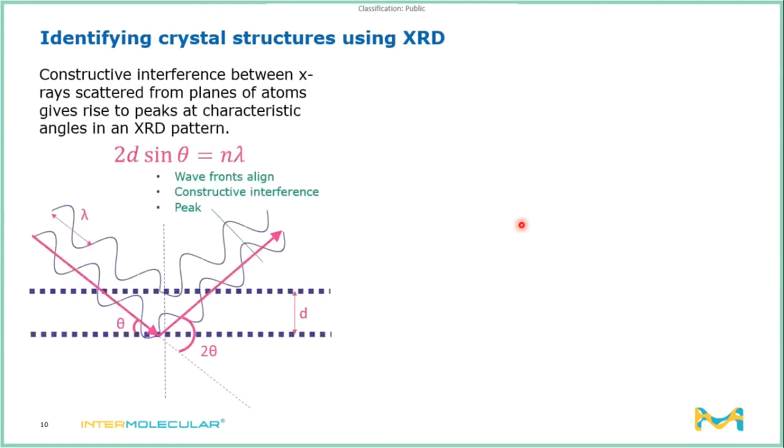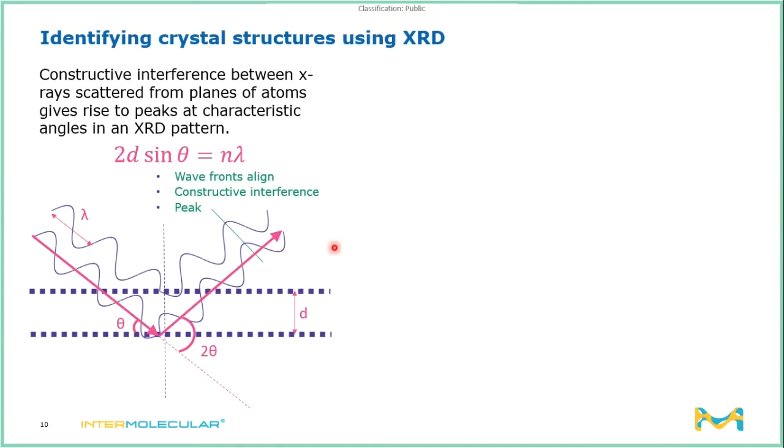So now that we know what we're looking for, we have to understand how we're going to go about measuring the crystalline structure of a material. And so the standard technique that we use to do that is X-ray diffraction, or XRD.